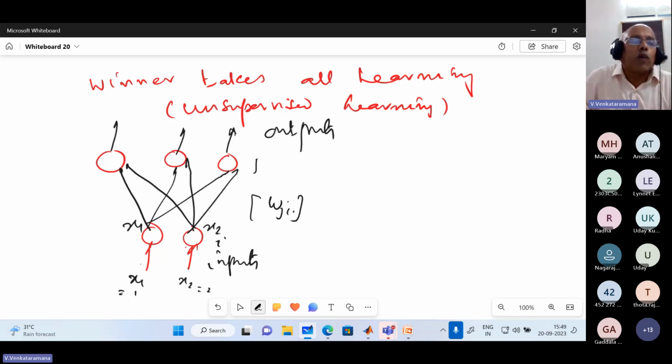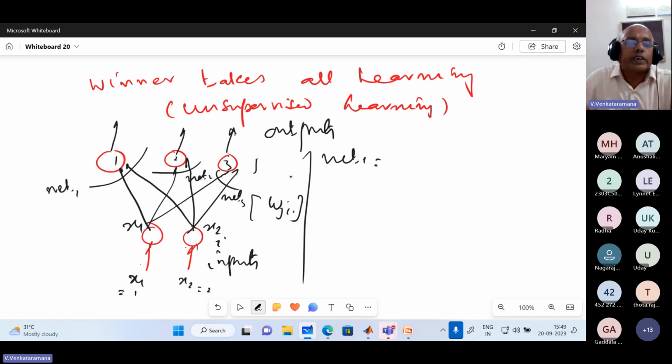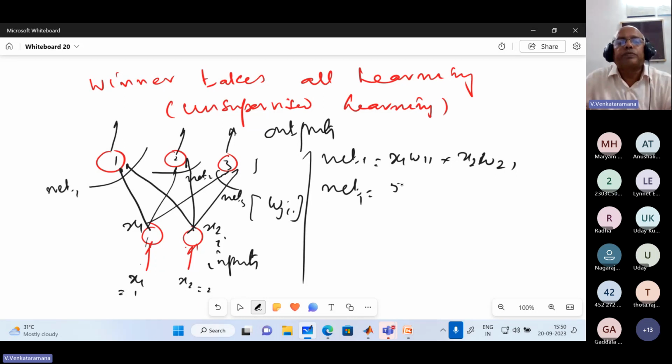Therefore, to determine the winner, I will calculate the net. This is node 1, net 1. This is node 2, net 2. This is node 3, net 3. What is net 1? Net 1 is x1 w11 plus x2 w21. I supply the x1 and x2 values and the initial weights, substitute and calculate net 1. Let's say net 1 is some 5.